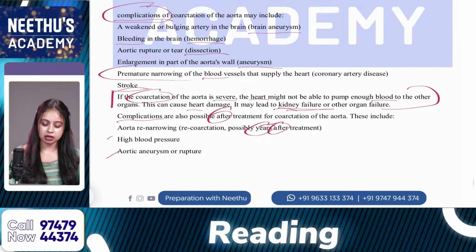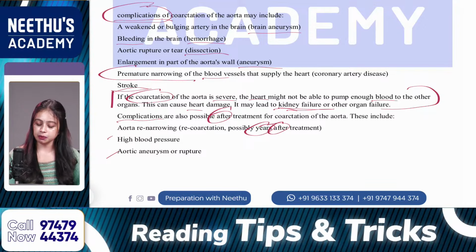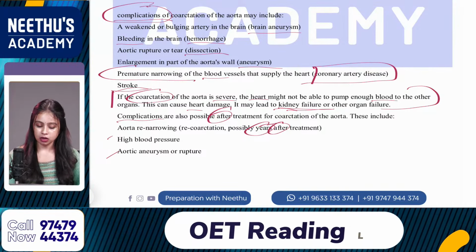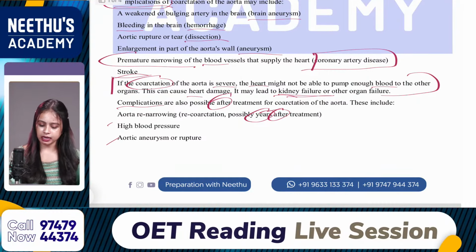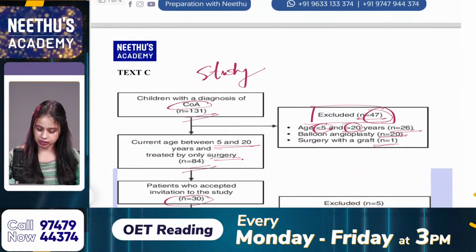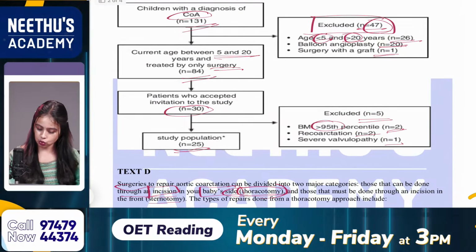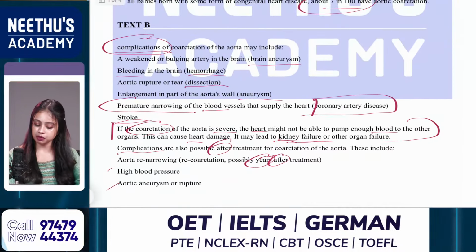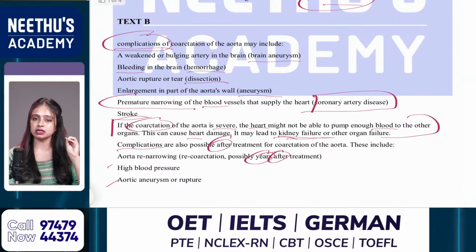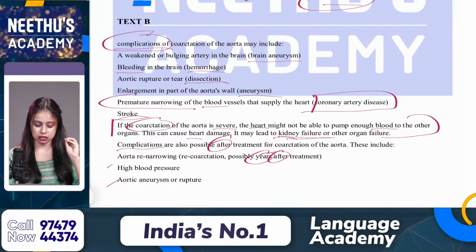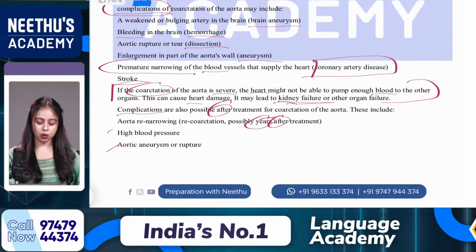So premature narrowing of the blood vessels that supply the heart, that is called coronary artery disease. Okay, and I thought that the abbreviation CAD is mentioned here, but I think no abbreviation is mentioned, right? CAD anywhere else mentioned? No. Okay, I'm so sorry. You can't write CAD because that abbreviation is not mentioned anywhere. So please write the full form, coronary artery disease. Yes. Okay.